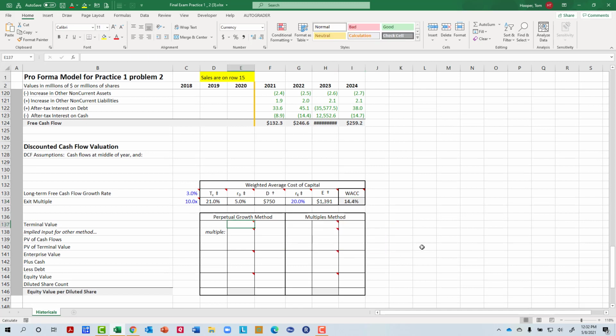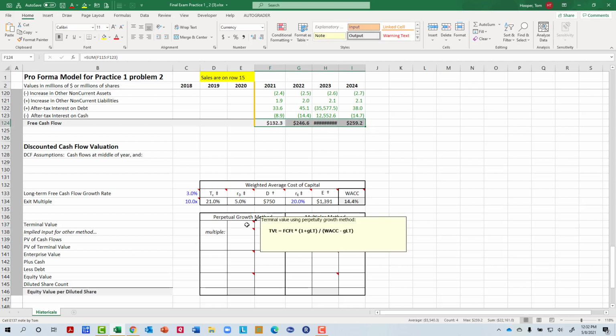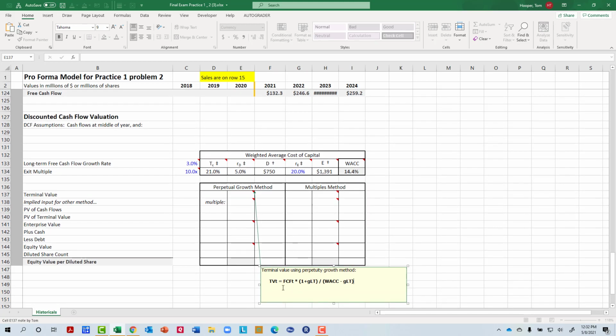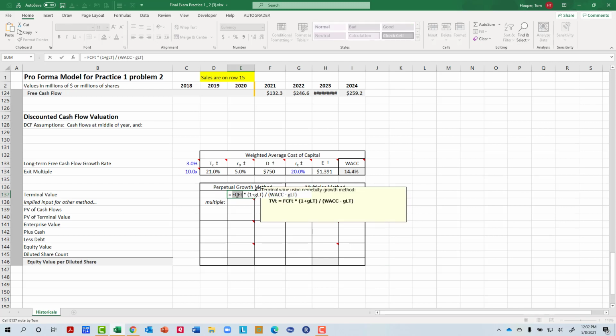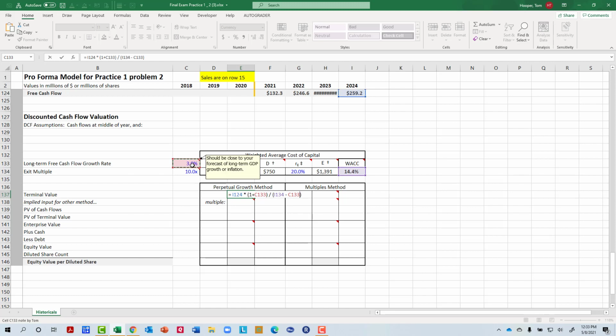Now it's time to get a terminal value. We worked really hard to get these, but to get that terminal value, I'm just going to use this little equation. I'm going to hit Shift F2 again to edit that equation. Copy, escape, paste. And let's see, for this, that's my terminal cash flow. This is my long-term growth rate. It's my weighted average cost of capital and the long-term growth rate again.